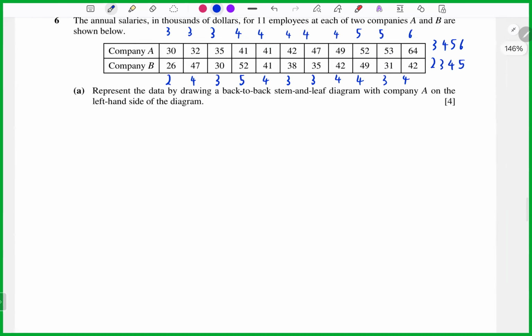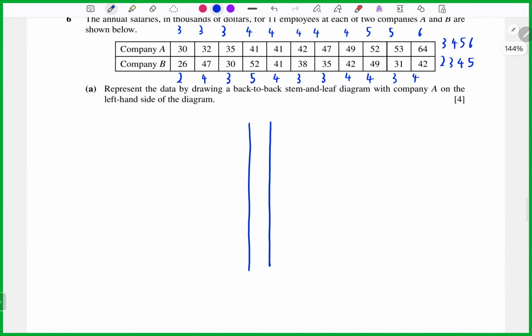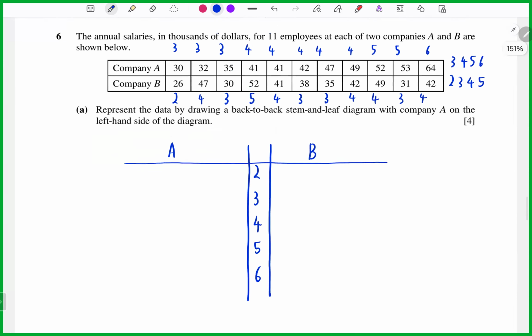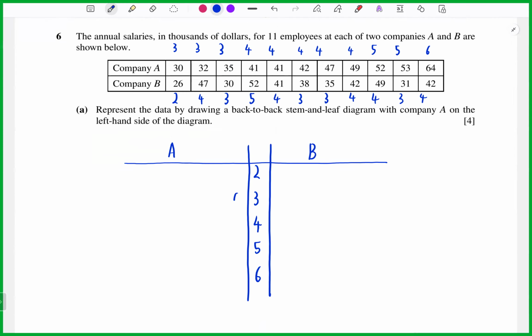So let's start. You can draw the middle part first. So you can take 2, 3, 4, 5, 6 and draw a straight line here. This is for company A, and this is for company B. Let's start with company A first. You have the stem 3 here, right? You see 30, 32, and 35. So you can write here 0, 2, 5.